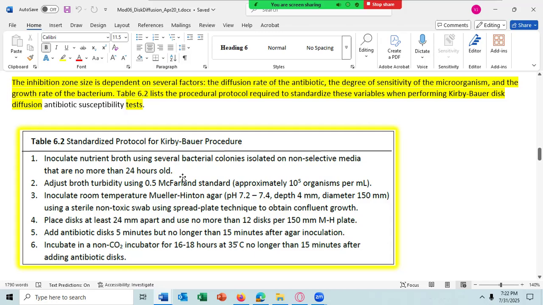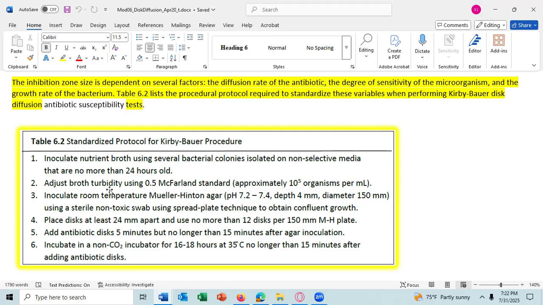We also always inoculate Mueller-Hinton agar at room temperature. The Mueller-Hinton agar is always pH 7.2 to 7.4. If you use a different agar, or obviously a different temperature, then you'll have a different zone size of inhibition. Let me think if I remember correctly. If you are growing the bacteria at a lower temperature, the bacteria will grow slower.